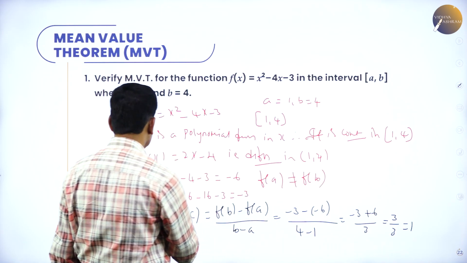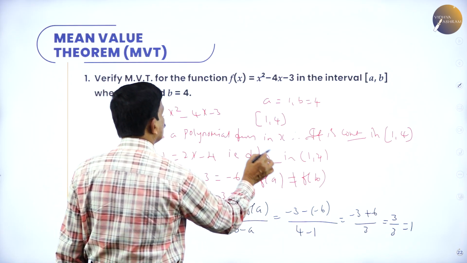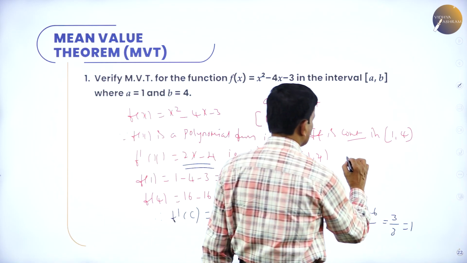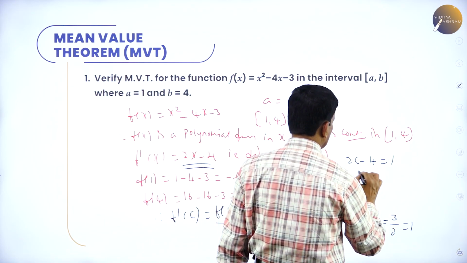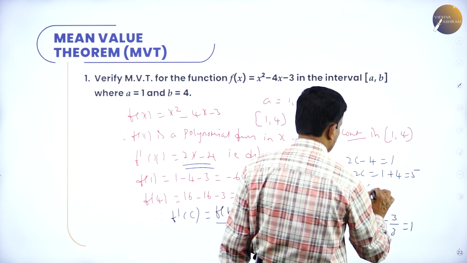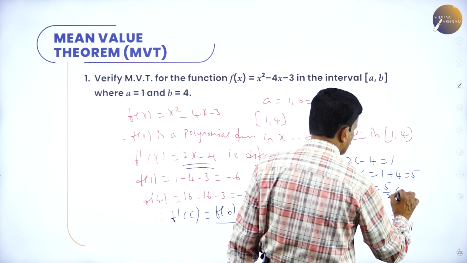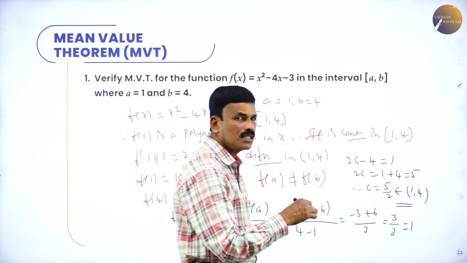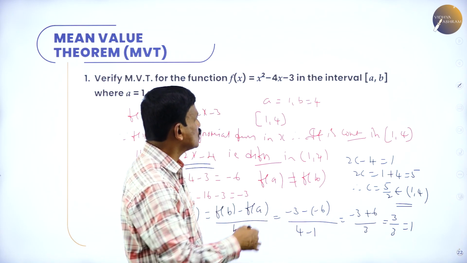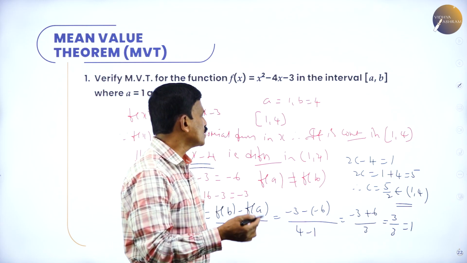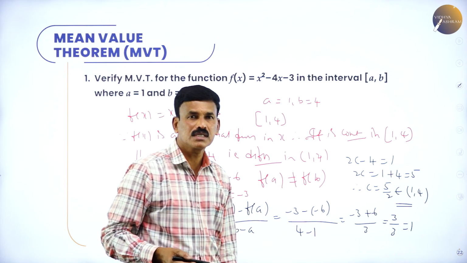What is f'(c)? f'(x) is 2x minus 4. So, 2c minus 4 is equal to 1. 2c is equal to 1 plus 4, that is equal to 5. Therefore, c is equal to 5 by 2, which belongs to (1, 4), such that f'(5/2) is equal to (f(b) minus f(a)) divided by b minus a. So, c is equal to 5 by 2 is the required answer.